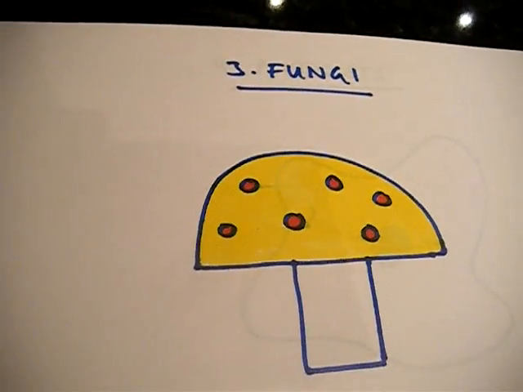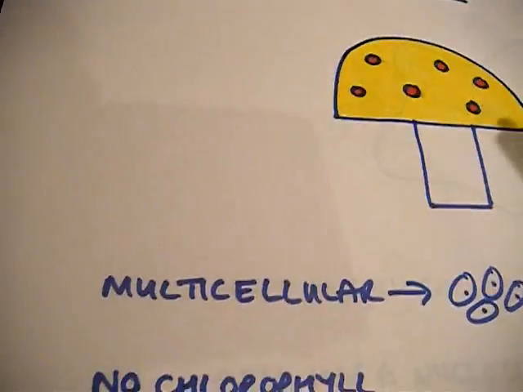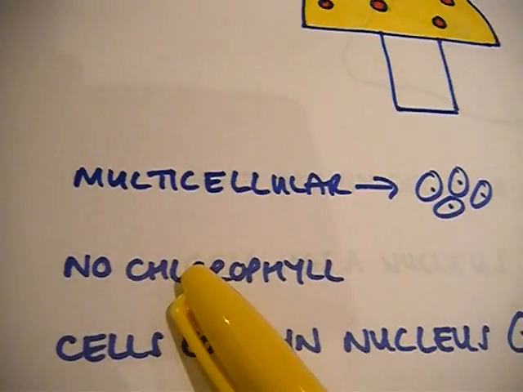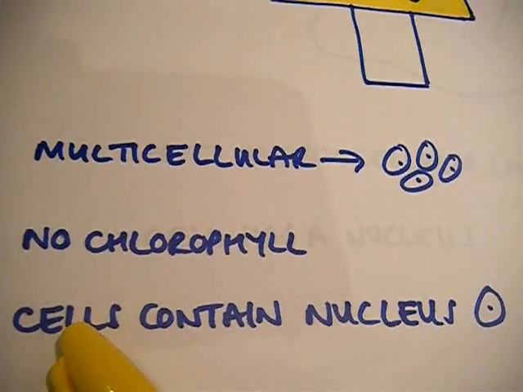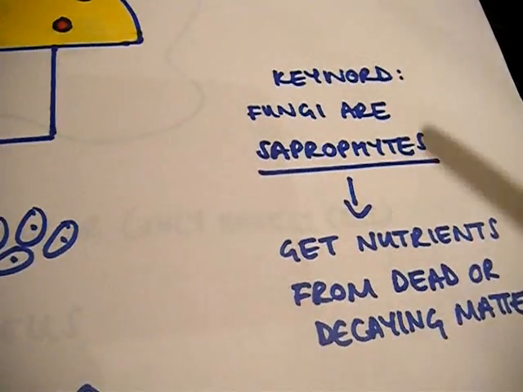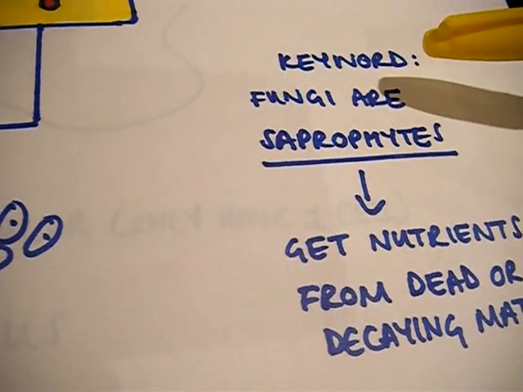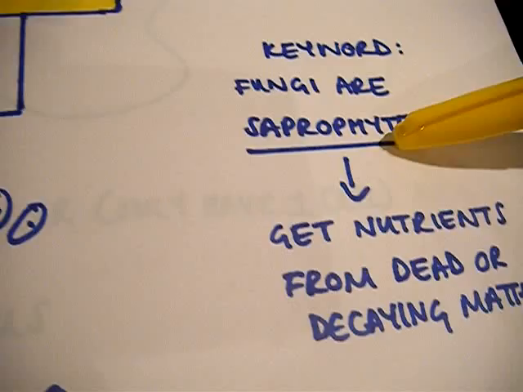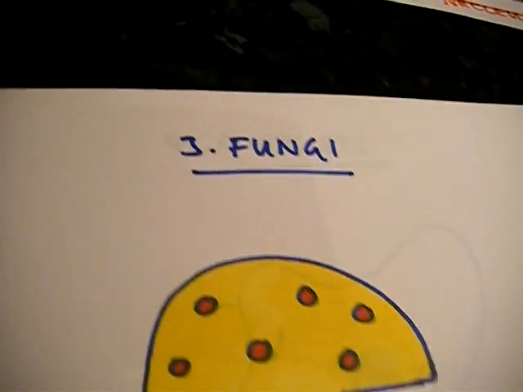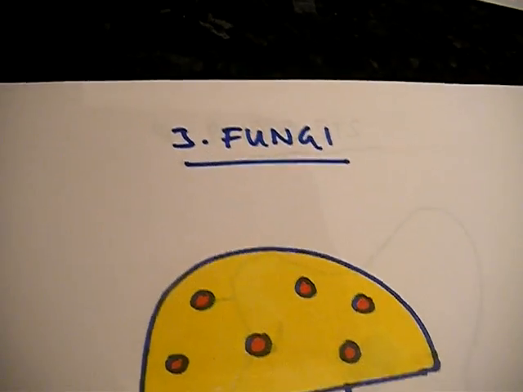So fungi is the kingdom in which all the organisms are multicellular, contain no chlorophyll, contain cells which have in them a nucleus, and all the organisms in the fungi kingdom are saprophytes. They get their nutrients from dead or decaying matter. So that's number 3, fungi.